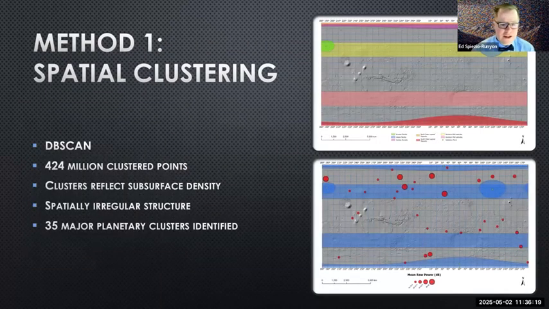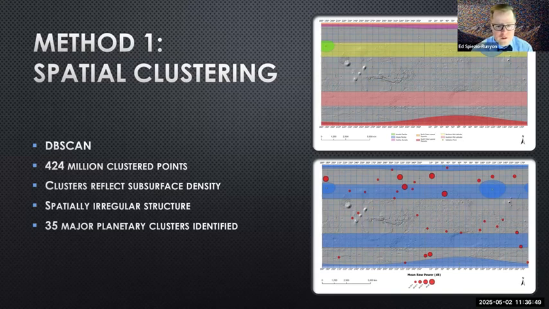So my first method of analysis, though, came down to spatial clustering. I used DBScan to detect spatial clusters of strong reflectors, since it's ideal for geological data because it handles irregular, non-circular groupings like subsurface ice lenses or buried glaciers in this case. Of the 1.5 billion points that I studied, more than 424 million actually formed into clusters. So almost a third of the strong points were clustered.